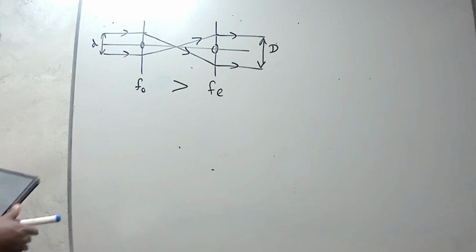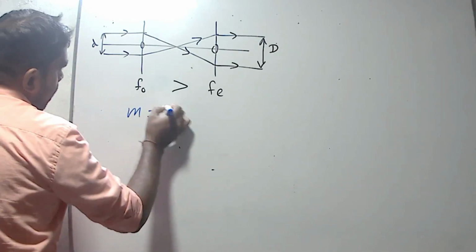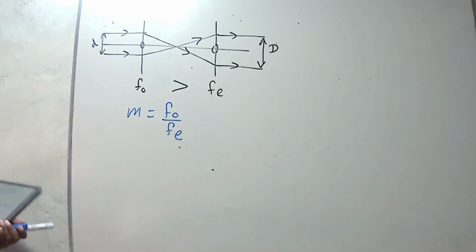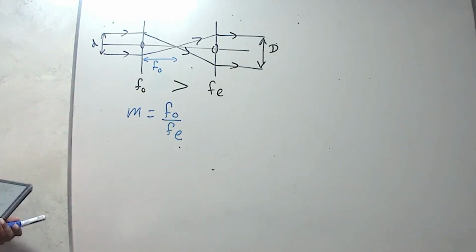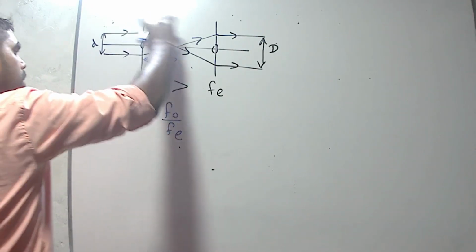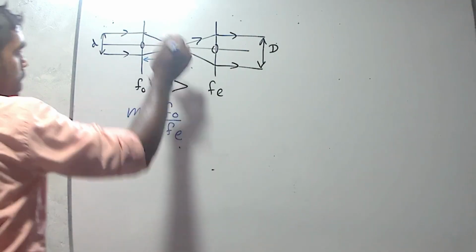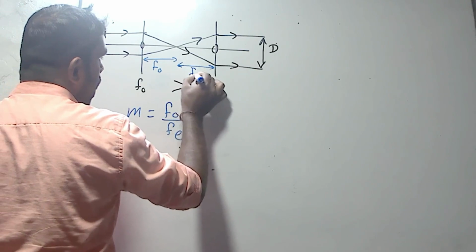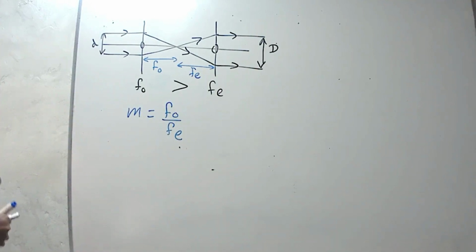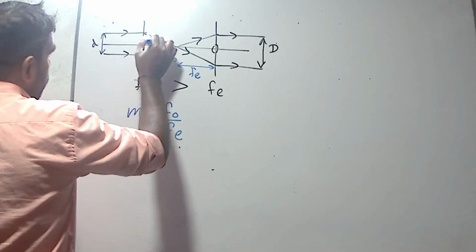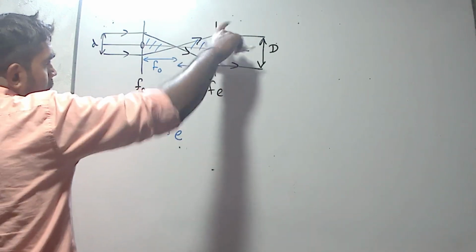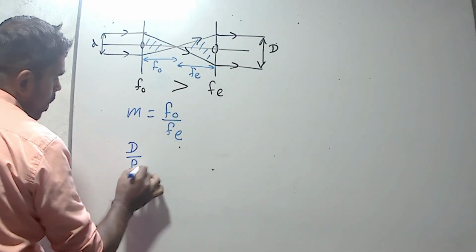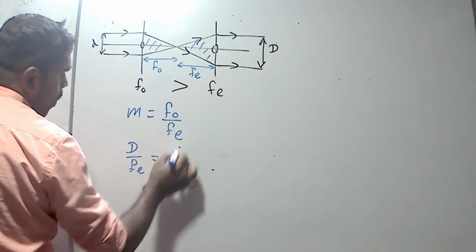We can write the angular magnification for the normal adjustment as f0 divided by fe. Then I will get this distance, the focal length of the objective lens. Parallel rays are meeting at this place, and this distance is the focal length of the eyepiece lens. Then we can get this triangle and this triangle, equiangular triangles. Then capital D divided by fe equals small d divided by f0.